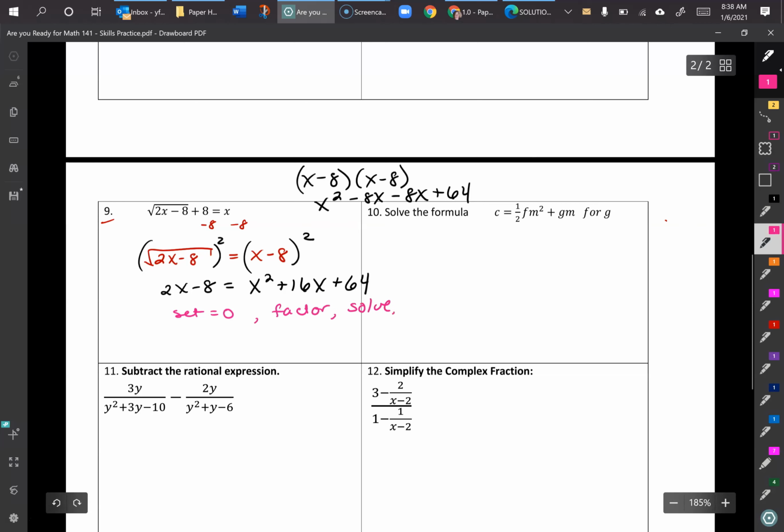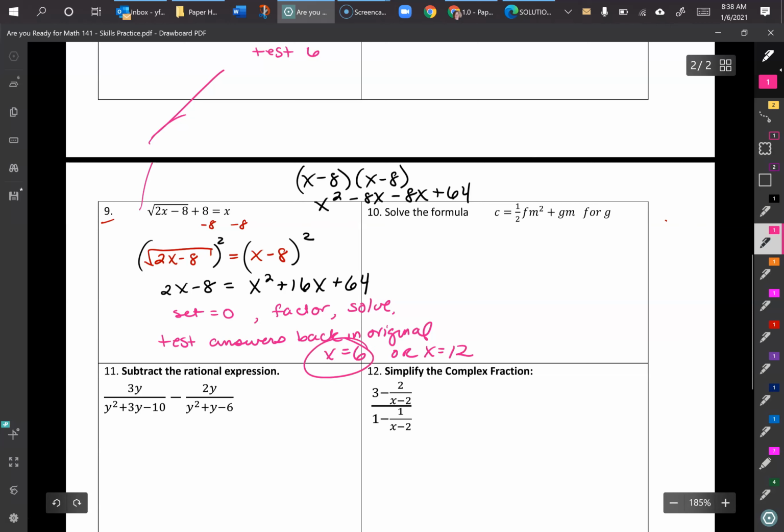And then don't forget to test answers back in the original. And I'll show you one of them. So one of the answers comes out to be 6, and so I'm going to test that up here. I'll just show you where I have some space. So I would test 6, because I know the answer is going to come out to be x equals 6 or x equals 12.